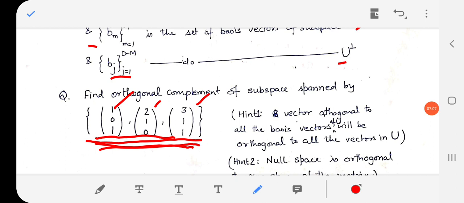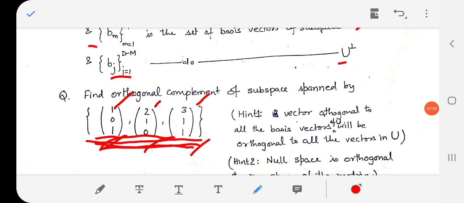Which means if I put these vectors in the rows of a matrix, and if I multiply that matrix with some generic vector u, then that matrix times u should give me all zeros, because u has to be orthogonal to the first row vector, the second row vector, as well as the third row vector.